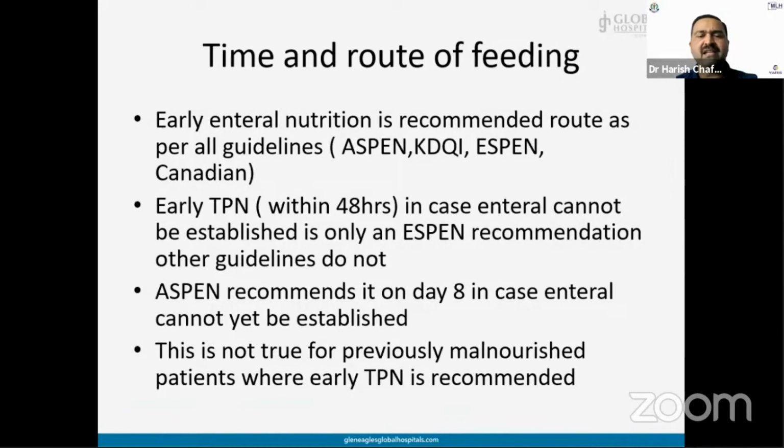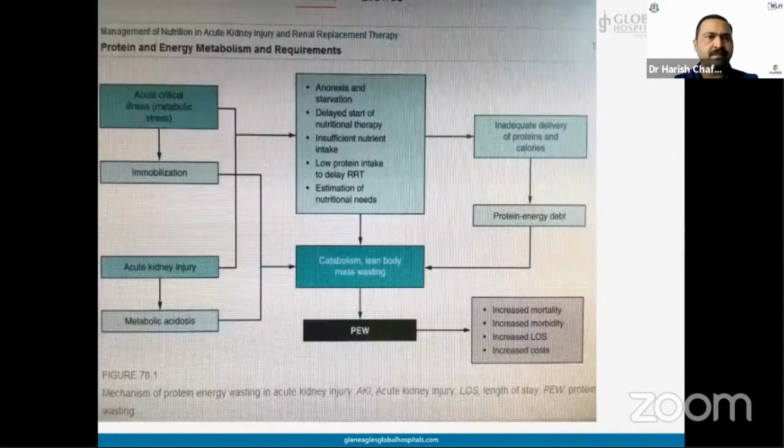This is not true for previously malnourished patients, where early TPN is recommended, where you know that enteral plus parenteral you need to combine to achieve a goal of nutrition. So this was about management and nutrition in AKI and with renal replacement therapy.